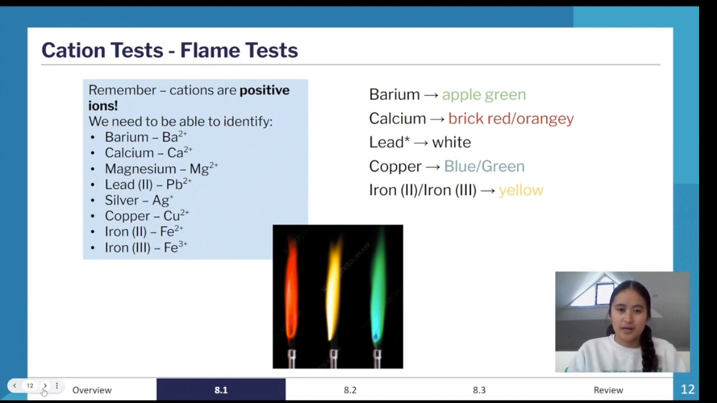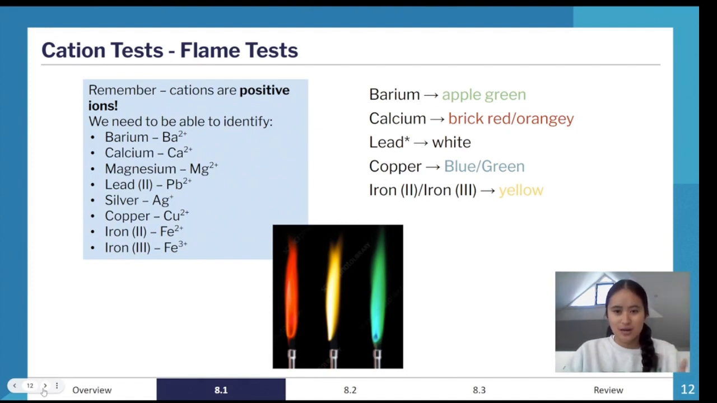Copper has a blue-green flame, iron is a yellow flame. Whether you got a solid, put it on a little loop and then put it over the flame to get the color, or you sprayed a solution of it through a flame to get the color, in both ways, lead should not be used.